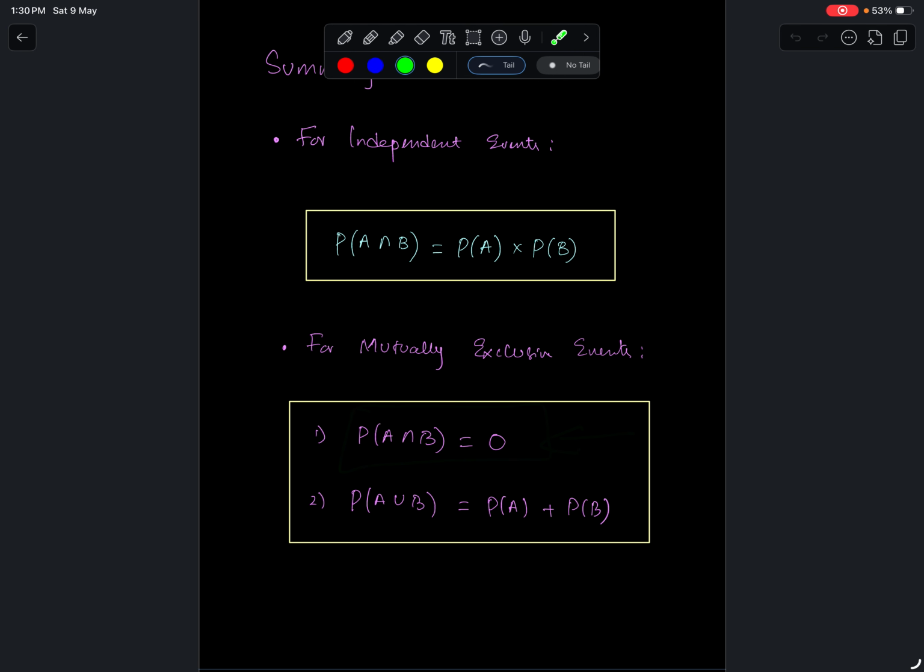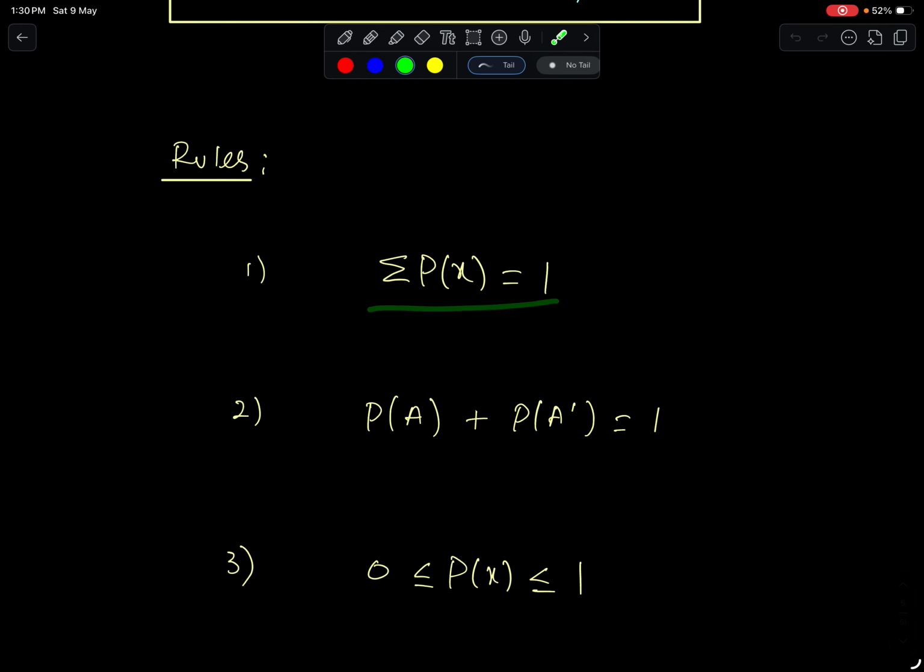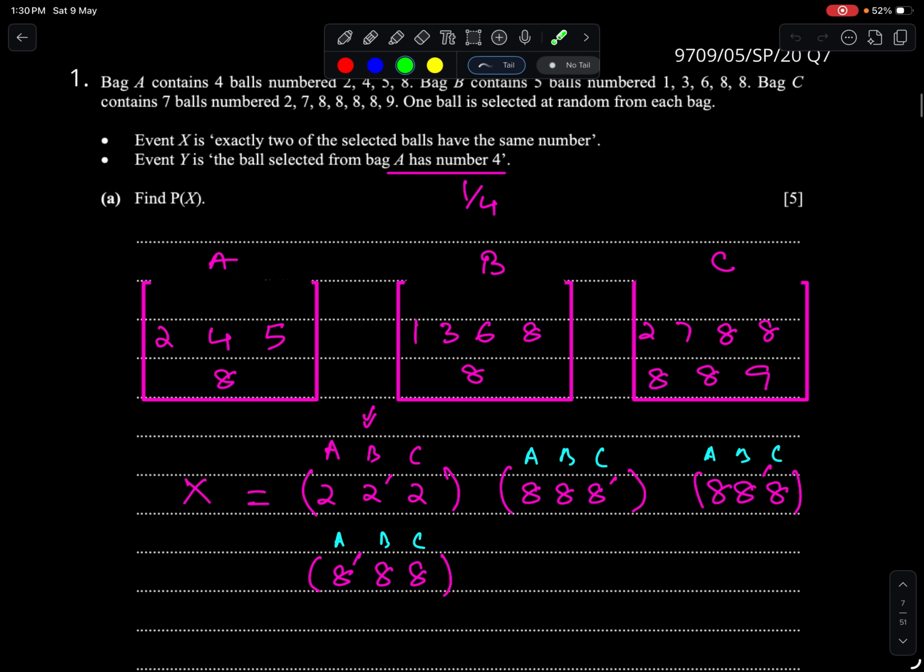Conditional probability, we write find here, given here, probability of given here, and the probability of the intersection of these two is here. F intersection G, common. Total probability is always 1, probability A plus probability not A is 1, and probability lies between 0 and 1 inclusive. These are the rules for probability.